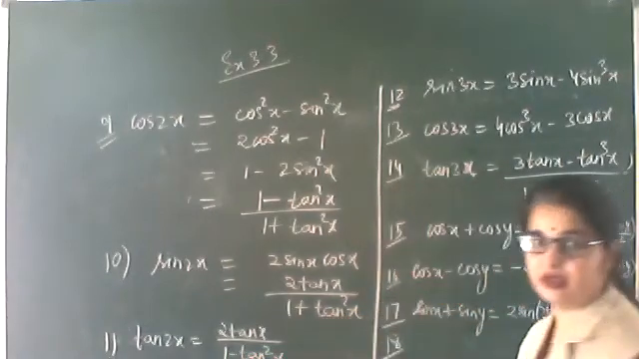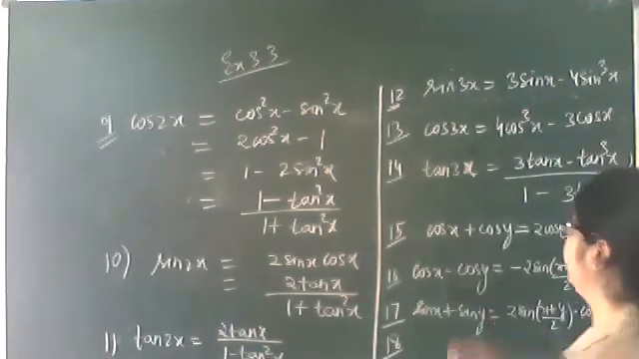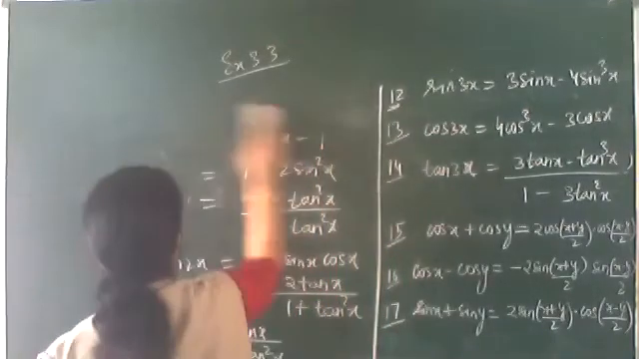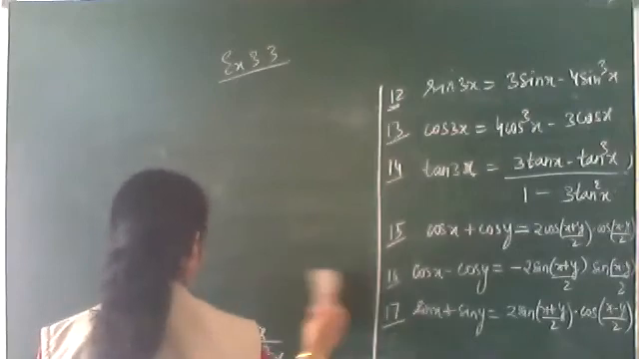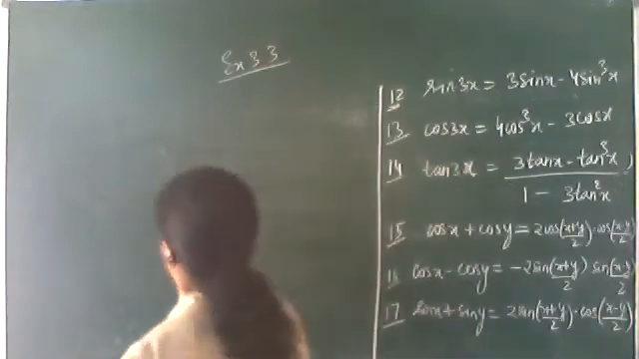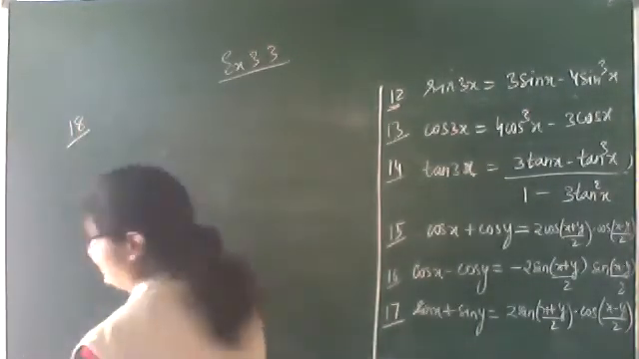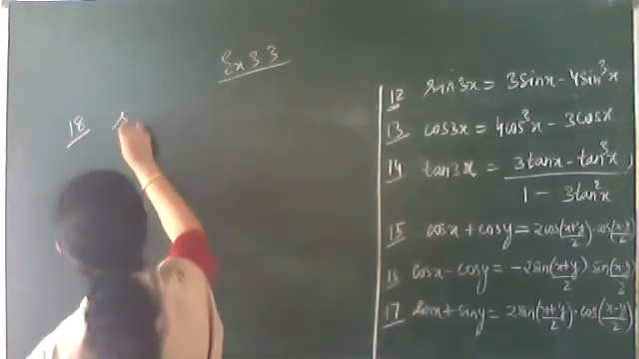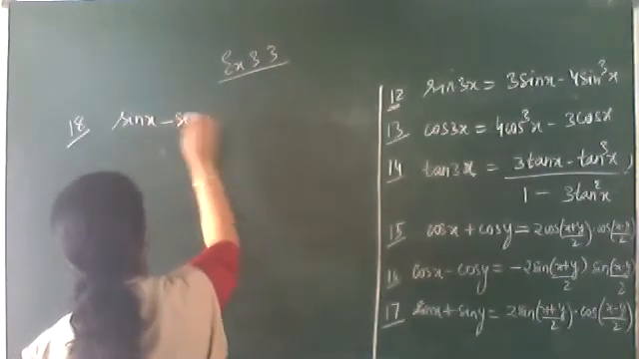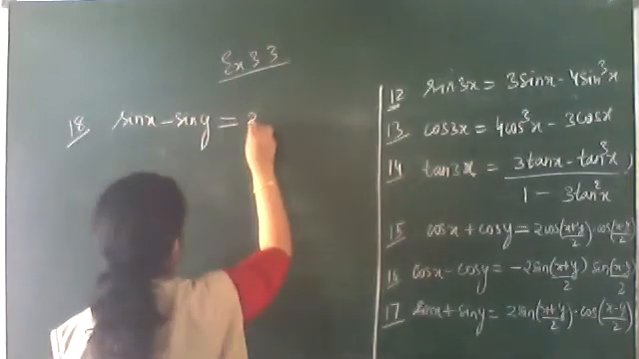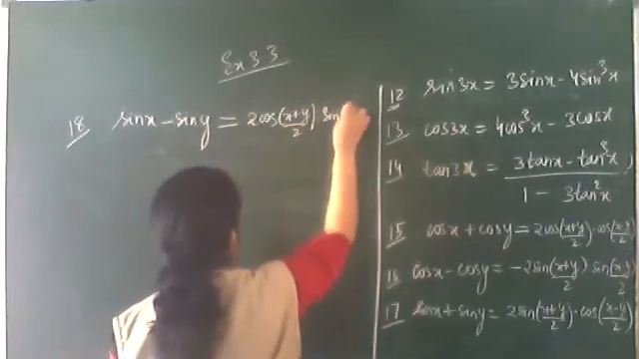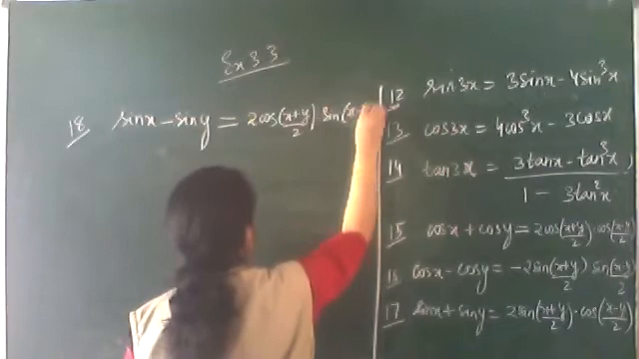Then 18th formula, is it visible? It will not be visible here, so I'll write that side. Now I'll rub that side. Your 18th formula is sine x minus sine y, which is equal to 2 cos (x plus y)/2 into sine (x minus y)/2.